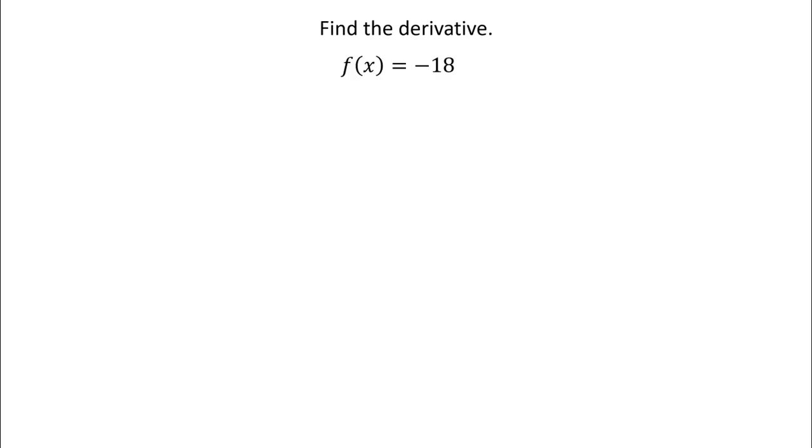A constant function, no matter the constant, has a slope of 0 across its domain. So the derivative of any constant function is 0. And this is called the constant rule for derivatives.